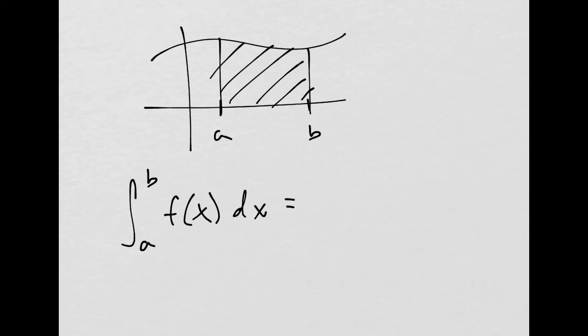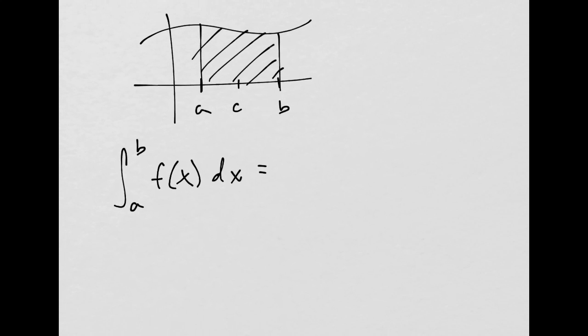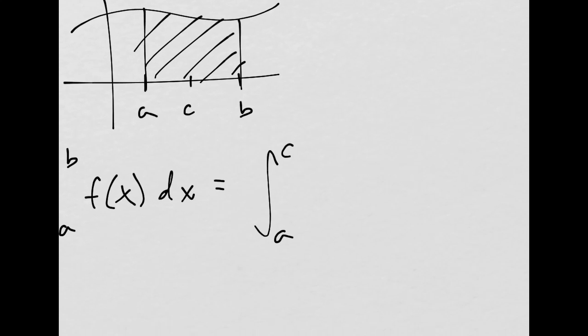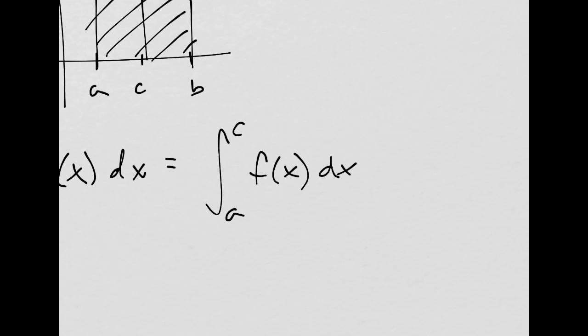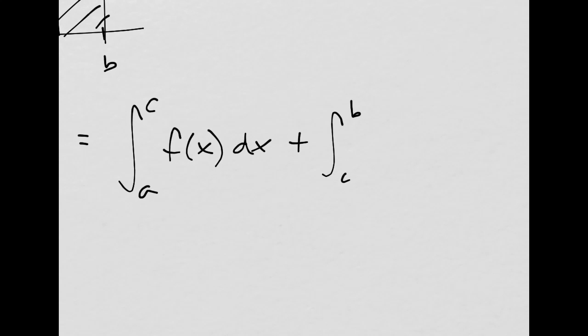Alright? What if you have a C value in between? Well, then you could also do from A to C, from here to here, of f of x dx. That's just this area, right? And then add it to the area from C to B of f of x dx.